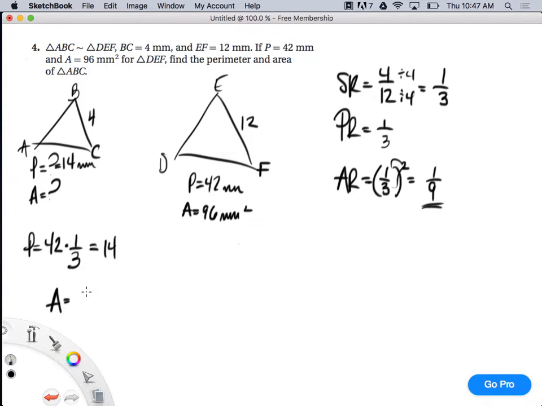So how do I find my new area? Well, I take my old area, which is 96, and I multiply it by my area ratio, which is 1/9. And I get 96 over 9. Okay? And that's the area?